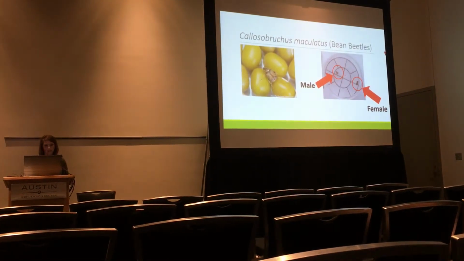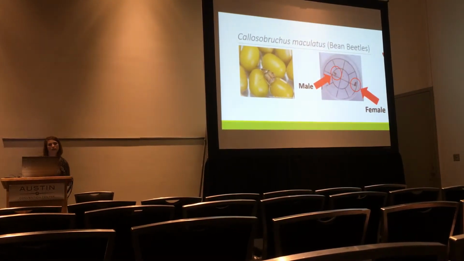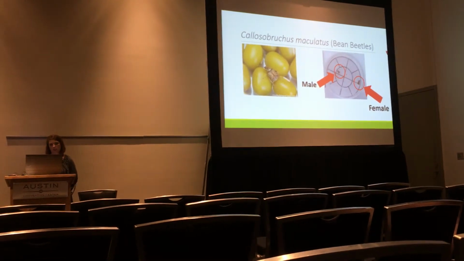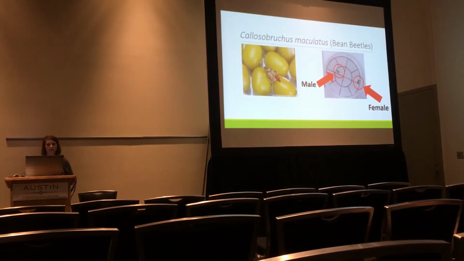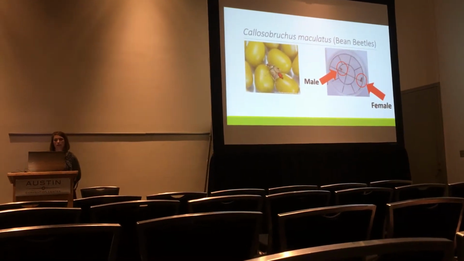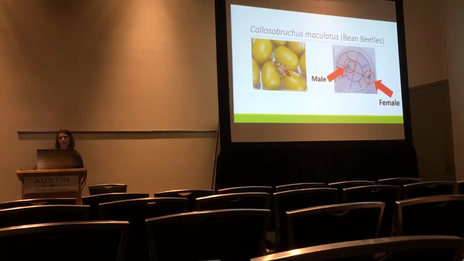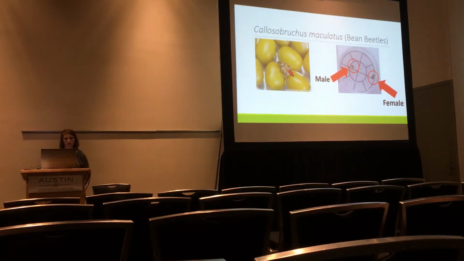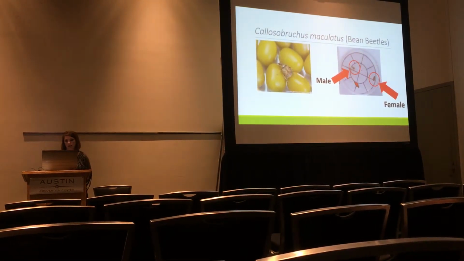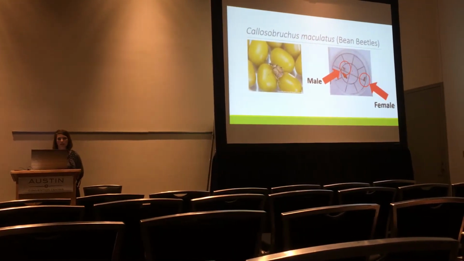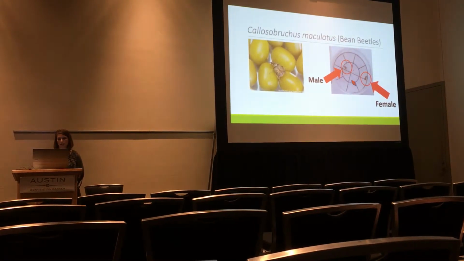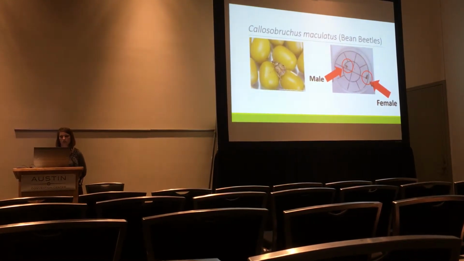And I utilized Callosobruchus maculatus, which is a bean beetle, pictured here. This is actually a male picture. The males and females are anatomically dimorphic, where you can easily distinguish males from females. So here is a male. They tend to be smaller and shorter in length than females, which are larger.